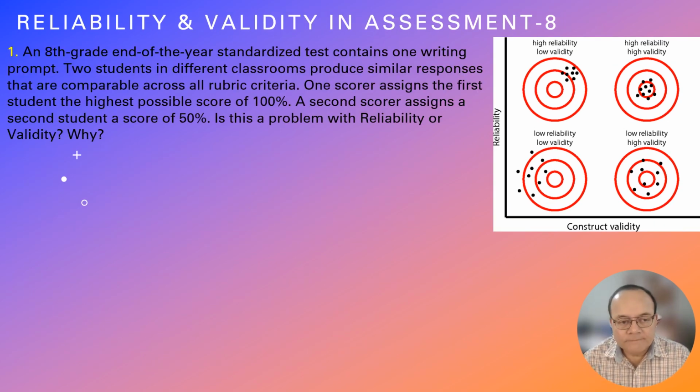A few more examples. Two more examples actually. An 8th grade end of the year standardized test contains one writing prompt. It must be an essay. That's why the writing prompt. Two students in different classrooms produce similar responses that are comparable across all rubric criteria. One scorer assigns the first student the highest possible score of 100%. A second scorer assigns a second student a score of 50.